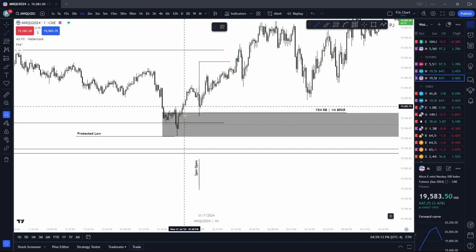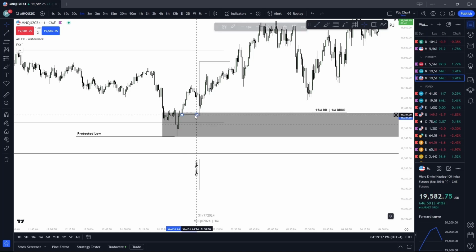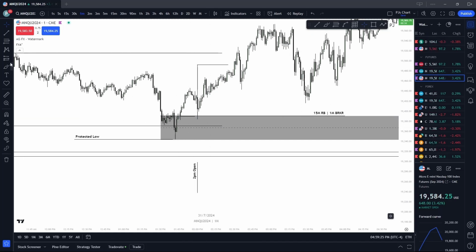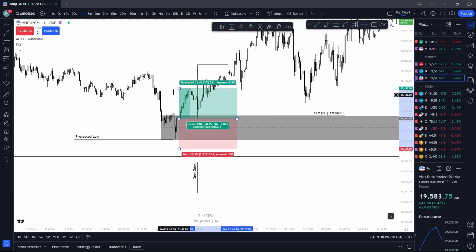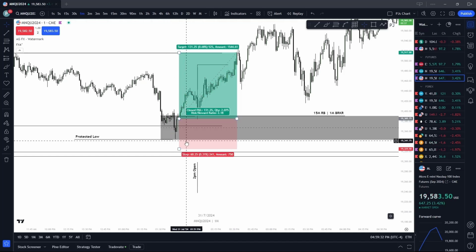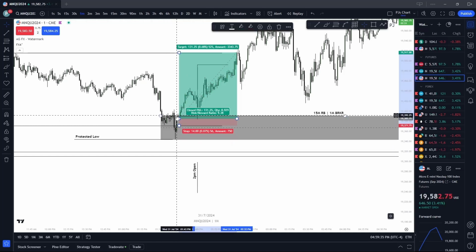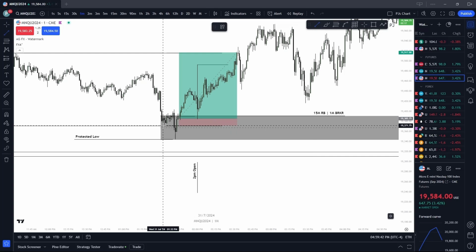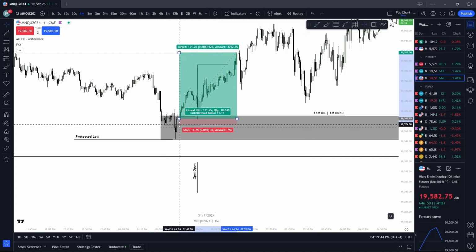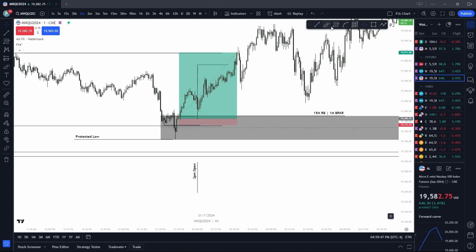into our rejection block. You technically could have entered here anywhere into the wick, and either put your stop below this low and high right here. If you see the quick close of the breaker, you can anticipate this low not being ran here, and that's also OTE of the smaller range here.